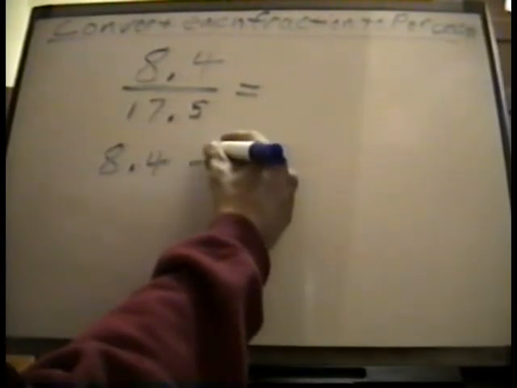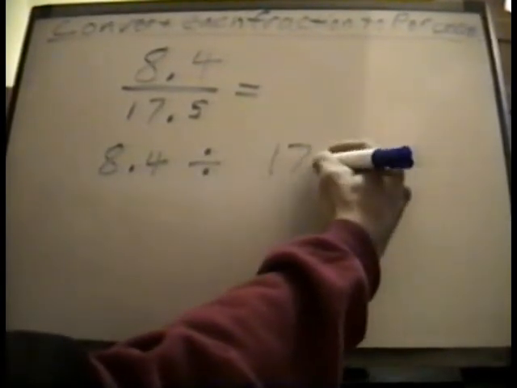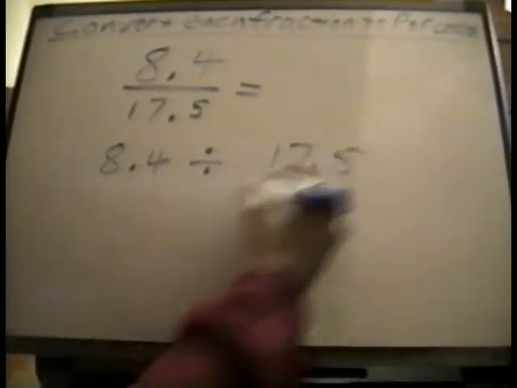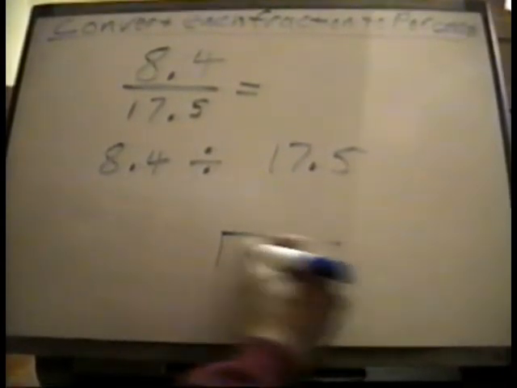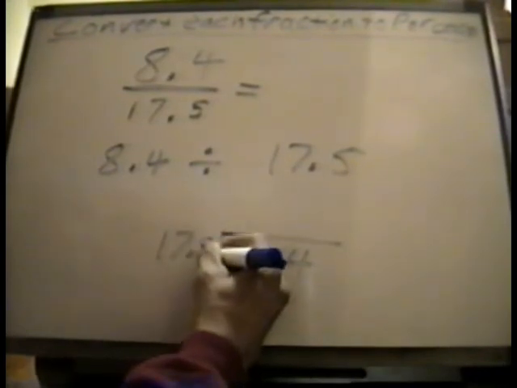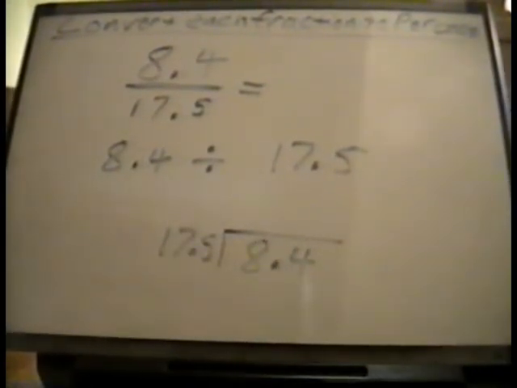Basically this is equal to 8.4 divided by 17.5. 8.4 divided by 17.5. Now, how do you divide decimals?